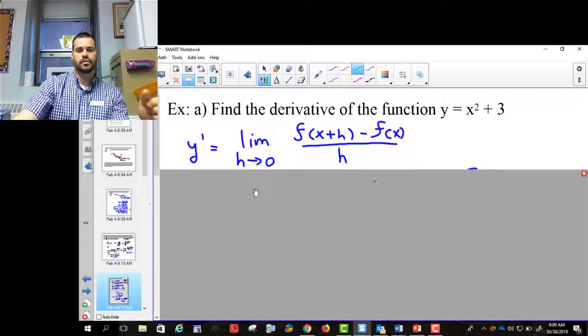So here's what the question says. It says find the derivative of the function y equals x squared plus 3. And I want to find the derivative, so I use the derivative definition.